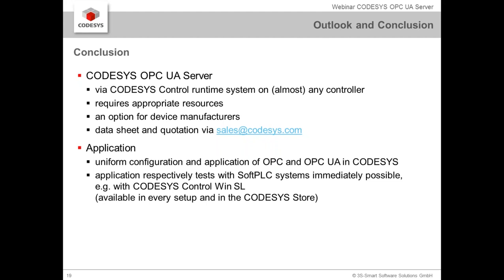And for applications or tests, you can immediately use soft PLC systems, as already mentioned, the CODESYS Control Win SL, the soft PLC installed with the development system, or for example the Raspberry Pi in case you want a dedicated device separated from your PC. And there are some other devices already available in the CODESYS Store. For example, there is a soft PLC for the WAGO PFC200. End users could immediately take that device, which is then programmed with the standard CODESYS development system. Okay, now I'm at the end of the presentation of that webinar.